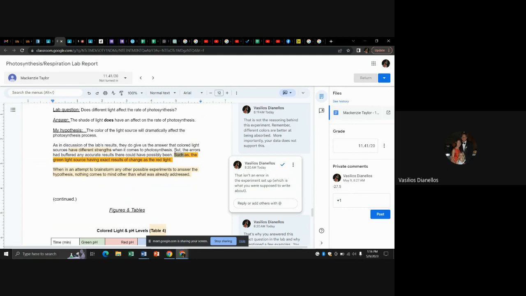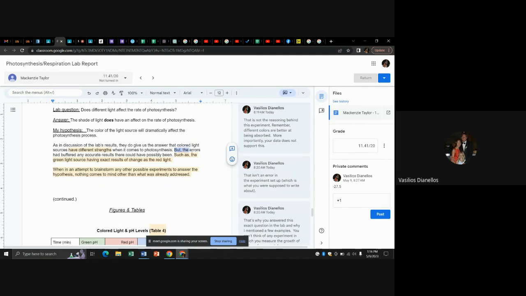But what we're talking about here was that what we should have put was the errors in the experiment themselves, and we talked about them during the experiments. Do you remember what any of them are? Like what were some of the flaws in the way we performed these experiments?